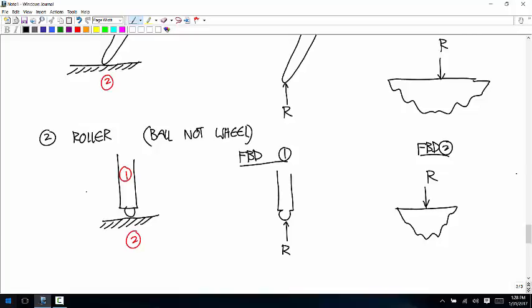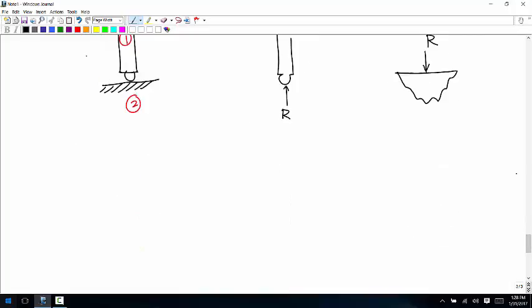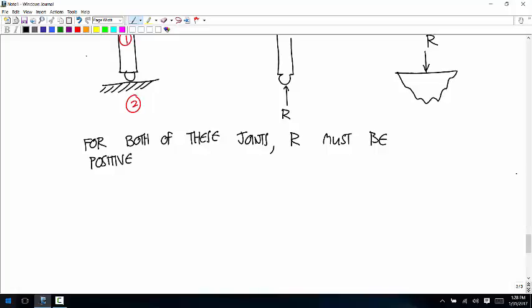For both of these joints, the value of R can only be positive because in neither of these cases can the ground pull down on the object. So R must be positive. If you get through a calculation and R is negative, either you made a mistake or there's something wrong with that problem definition.